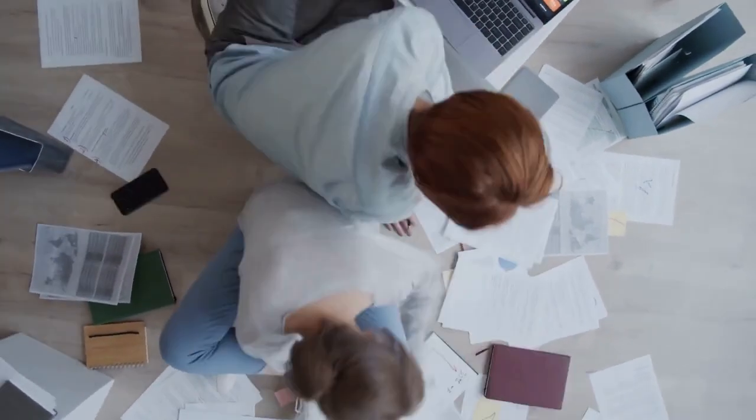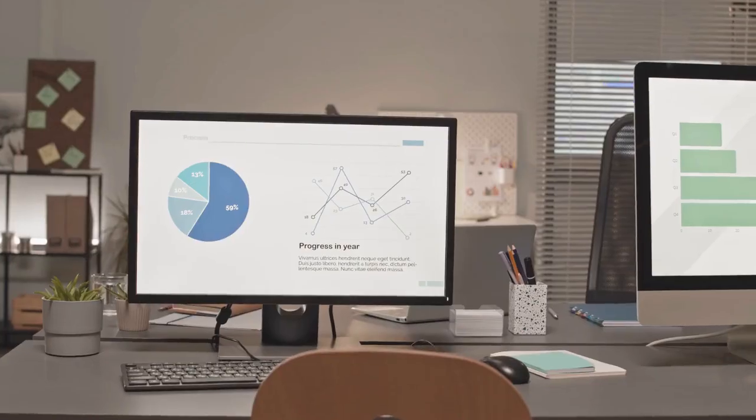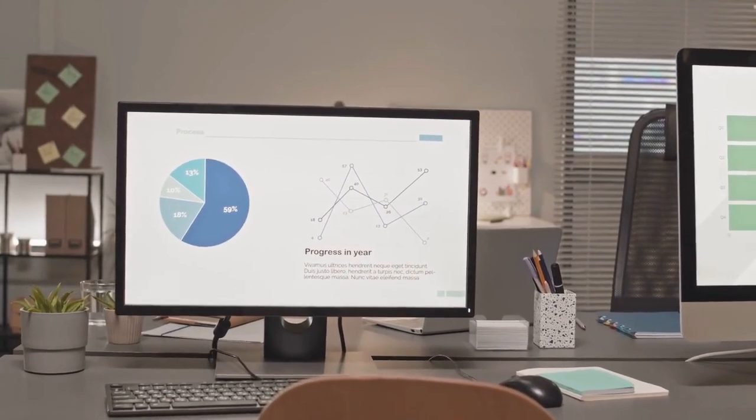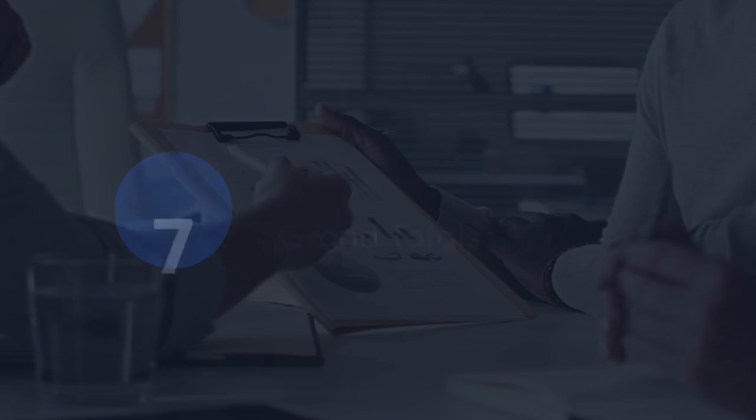6. Observe changes. After making the change, your pivot table will update, and the subtotals for the specified fields will disappear. If you've chosen Do Not Show Subtotals, then all the subtotals from the table should be removed.